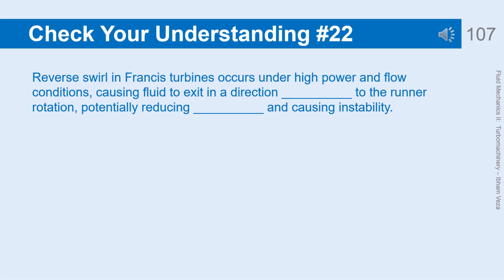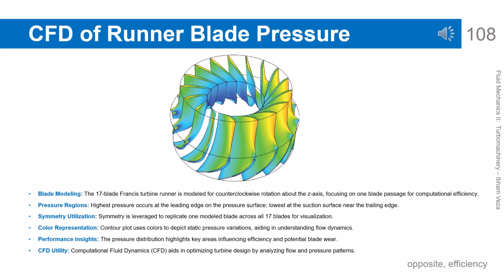Reverse swirl in Francis turbines occurs under high power and flow conditions, causing fluid to exit in a direction opposite to the runner rotation, potentially reducing efficiency and causing instability.